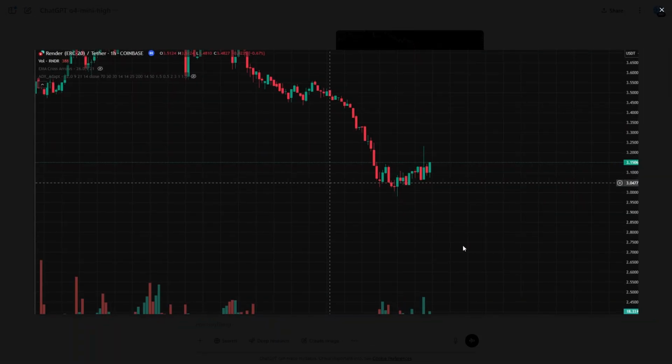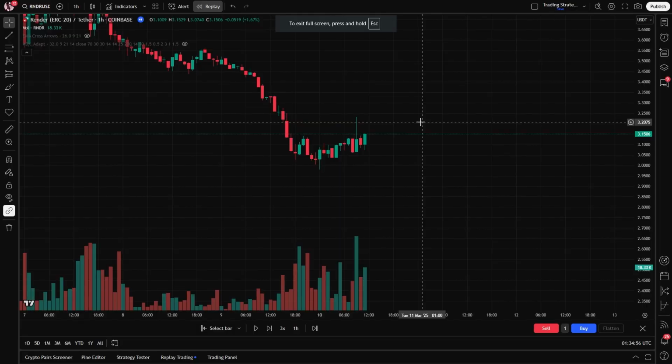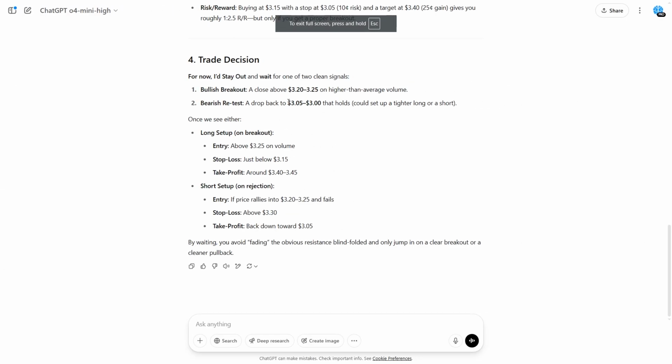So what it actually does talk about as well is the volume profile. So I will need to include that in my screenshot. I'm going to do this one more time just so that I have the volume screenshot in. But I think it actually got it right.